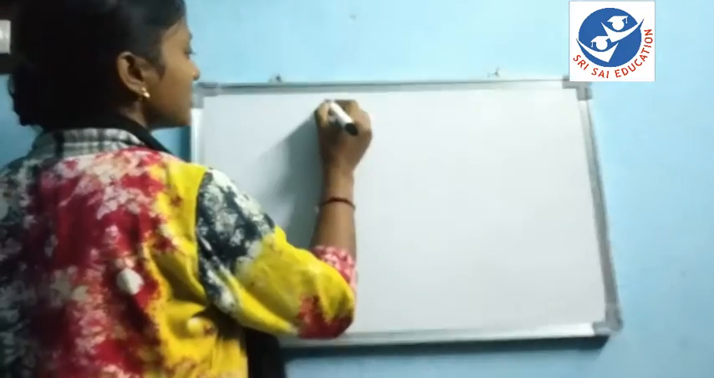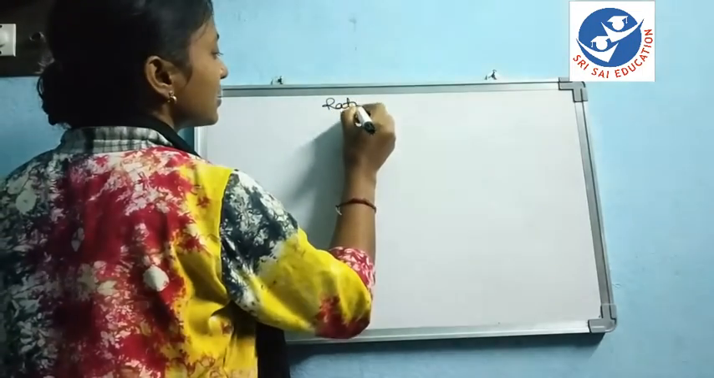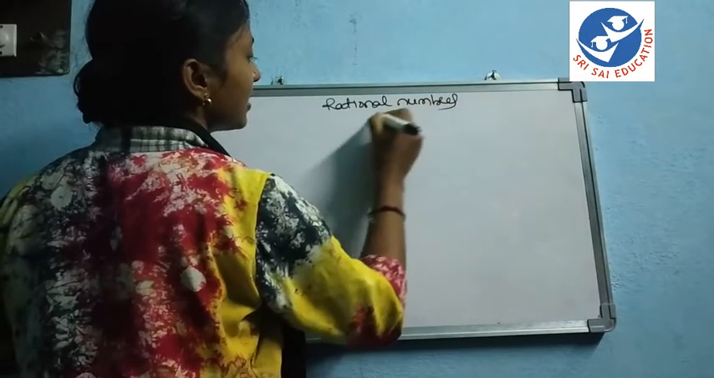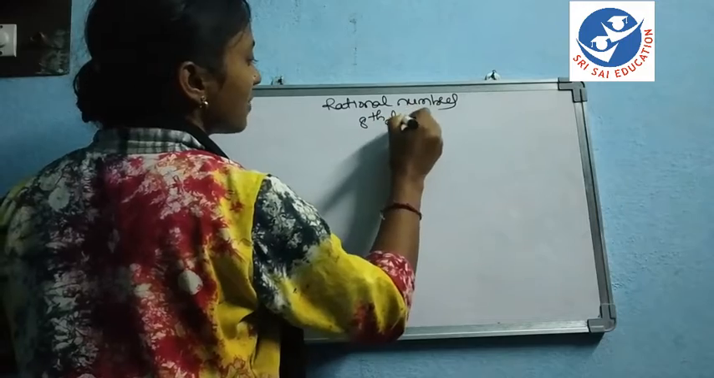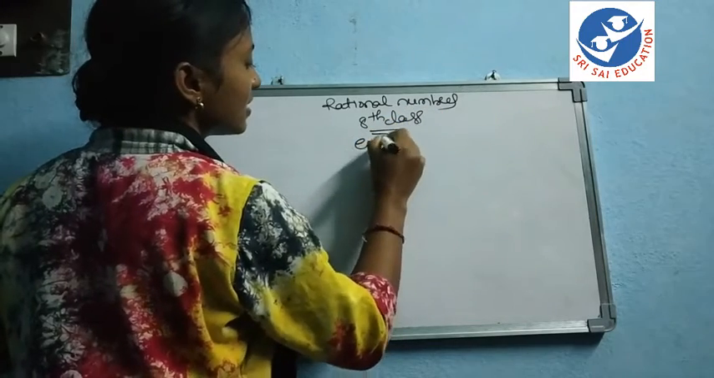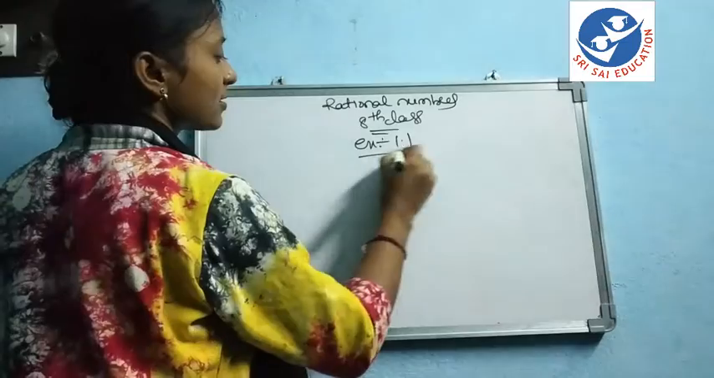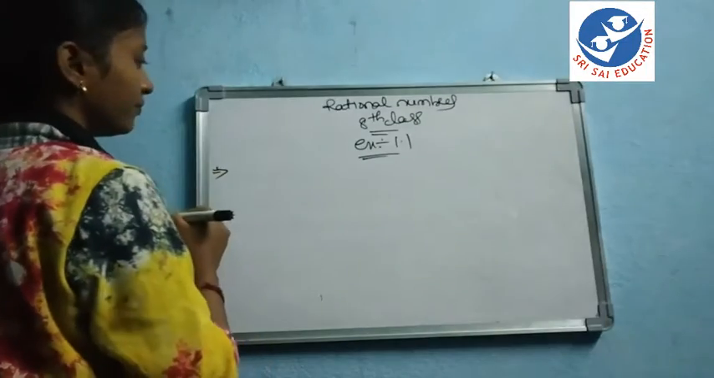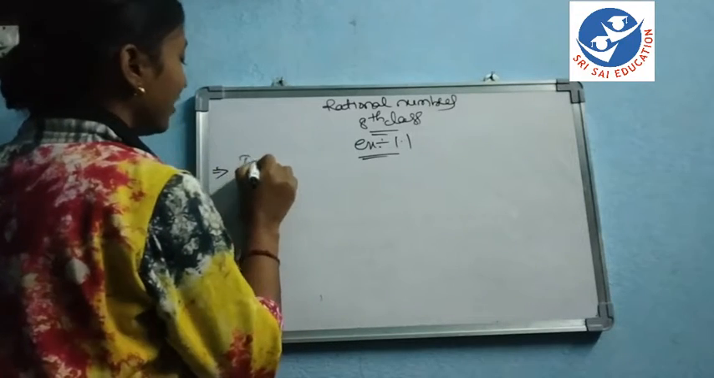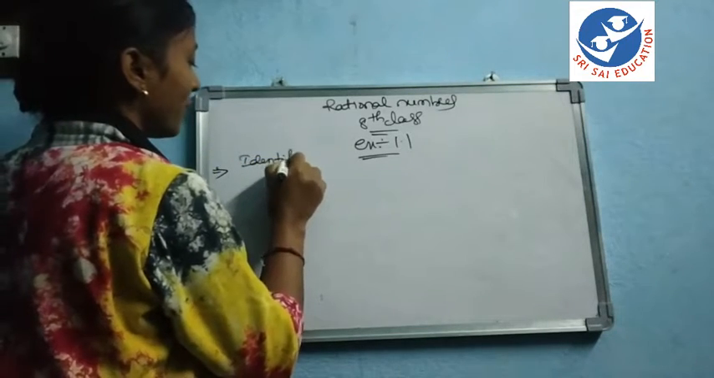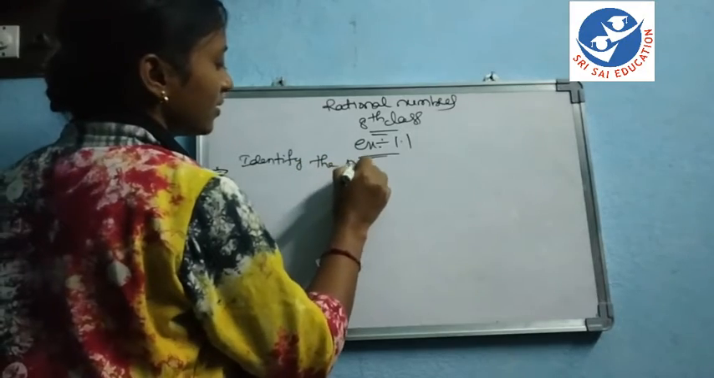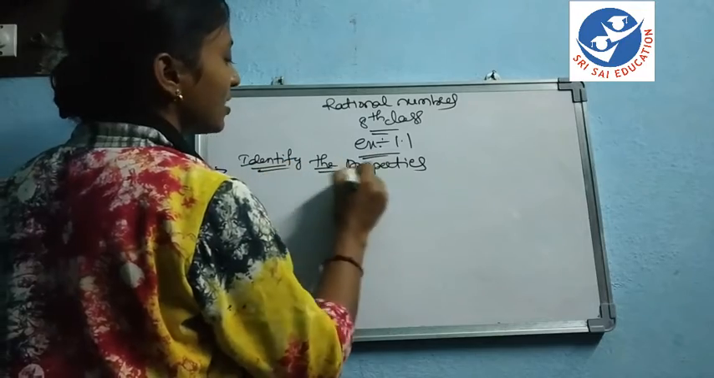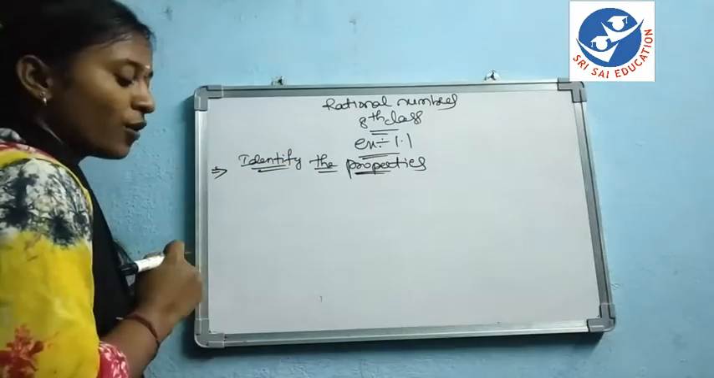Next, exercise on rational numbers. 8th class, rational numbers, first chapter, exercise 1.1. First, identify the properties. Already we learned the properties in rational numbers. Yes, so we identify.